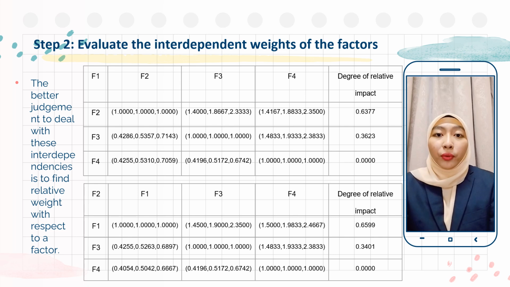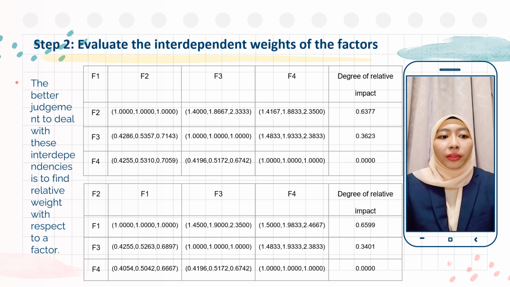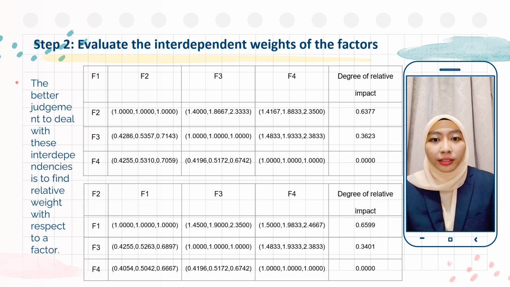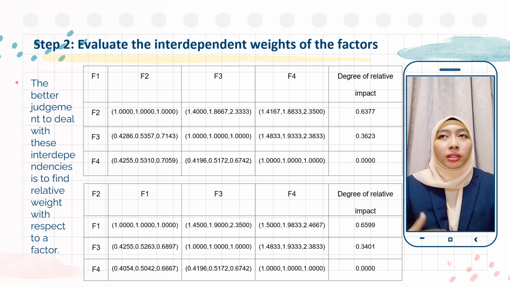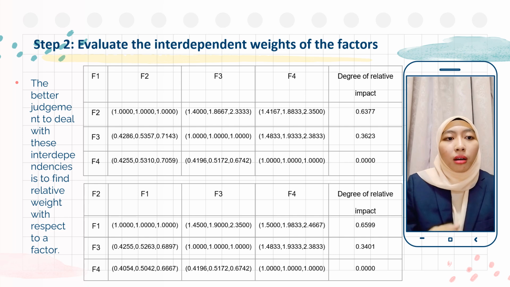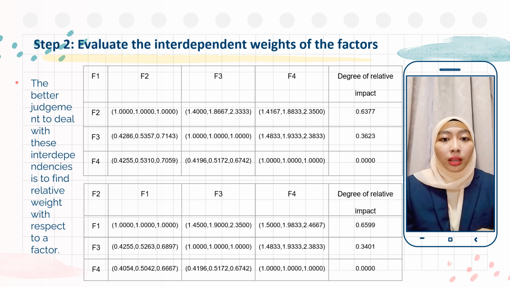Step 2. Evaluate the interdependence weights of the factors. The better judgment to deal with these interdependencies is to find relative weight with respect to a factor. And the table 1 on my right, we can get it from the pairwise comparison matrix. And then we continue using the same steps as step 1 to get the degree of relative impact. And this is all done for factors, not subfactors.